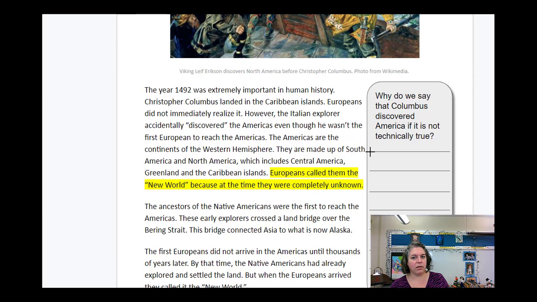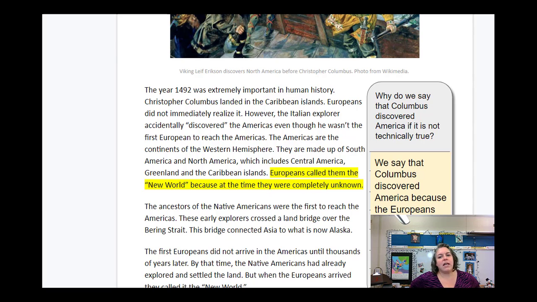In here, I'm going to go ahead and write an answer all together. Okay, so we say Columbus discovered America because the Europeans didn't know that North and South America existed before he sailed there. That is why we say that Columbus discovered America. Okay, that is it for filling out page 13 and 14 in your packet today.